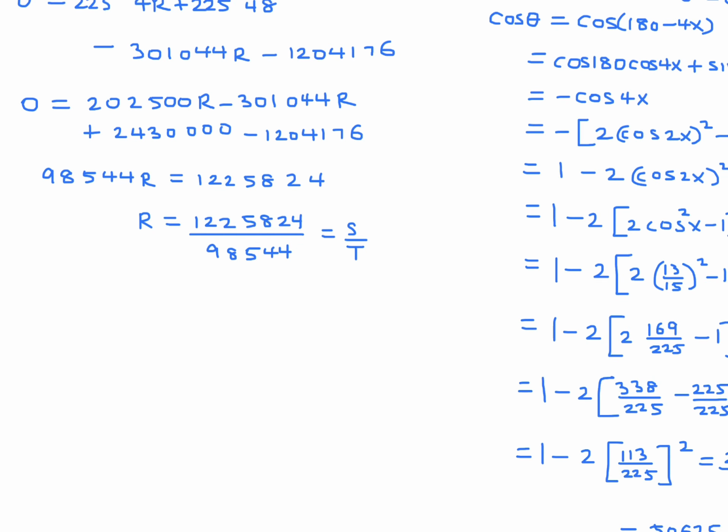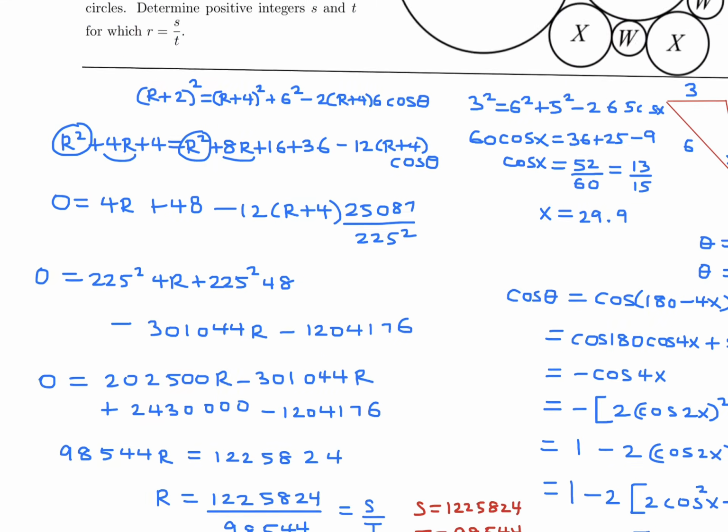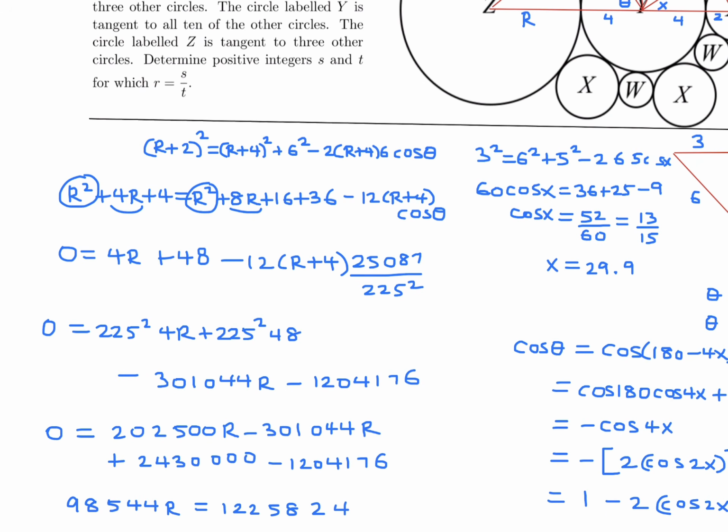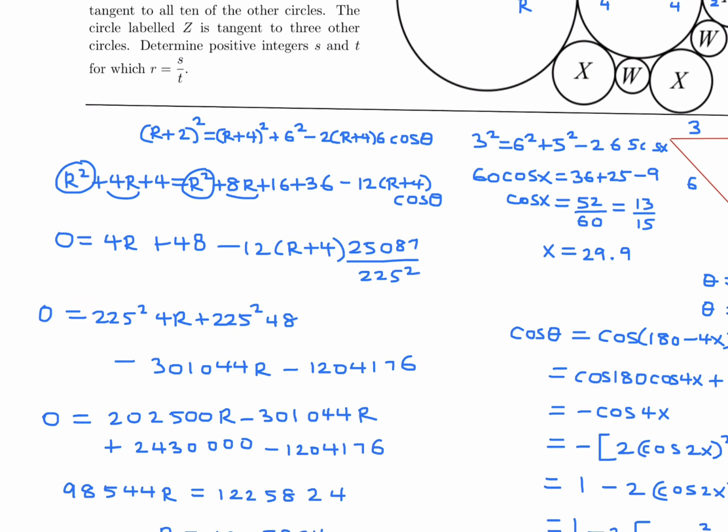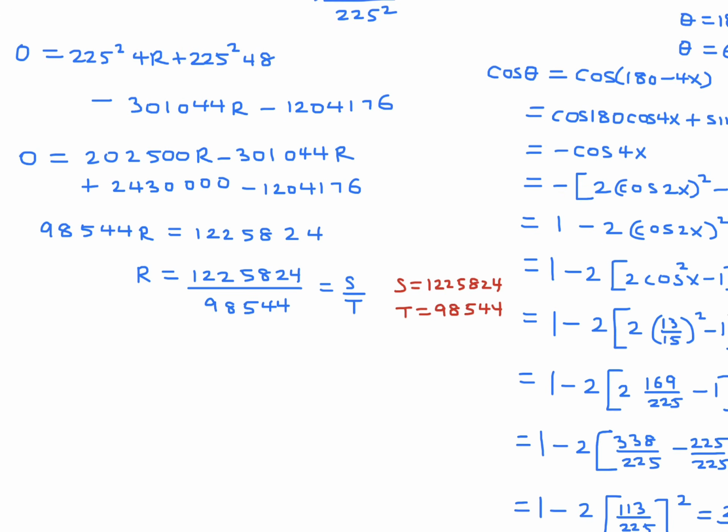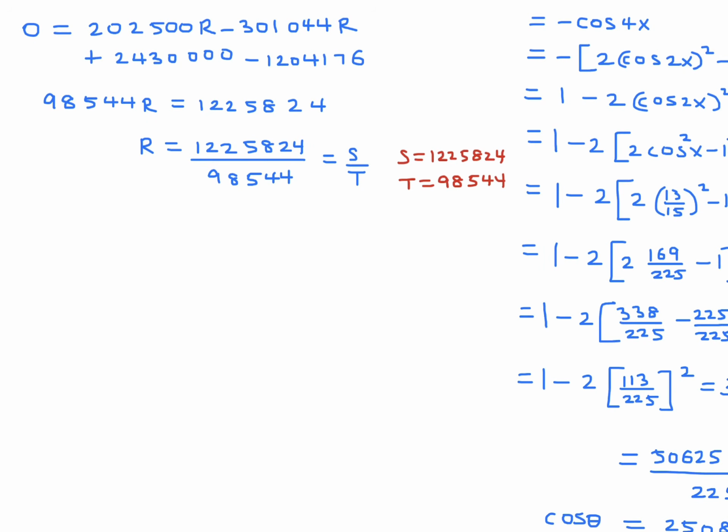So s is equal to 1225824, and my t is equal to 98544. Now again, they don't explicitly state that it has to be in lowest terms. Determine positive integers s and t for which r is equal to s over t. But I think you can make this into lowest terms.